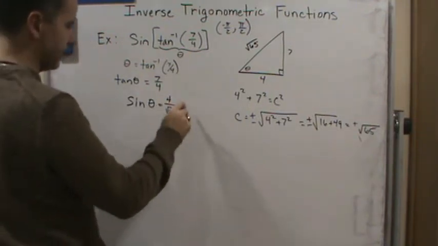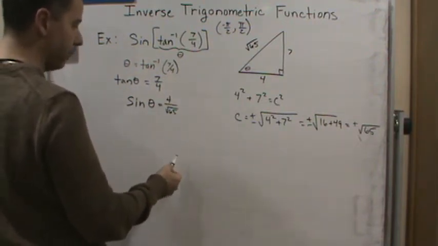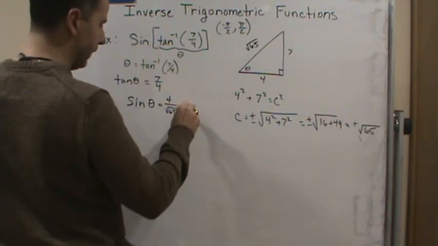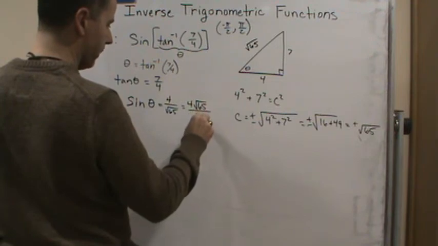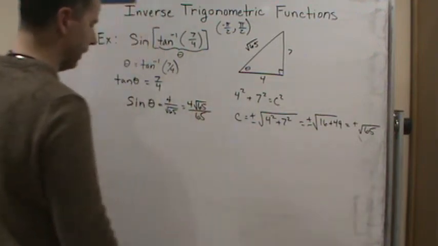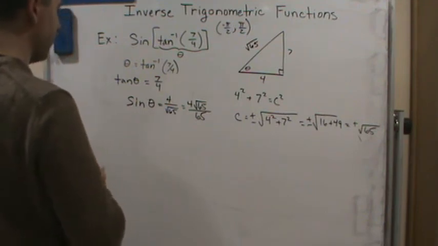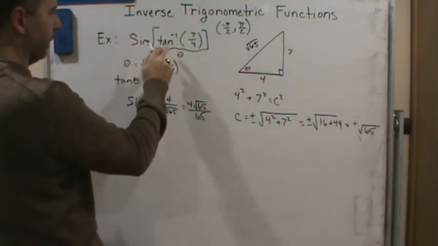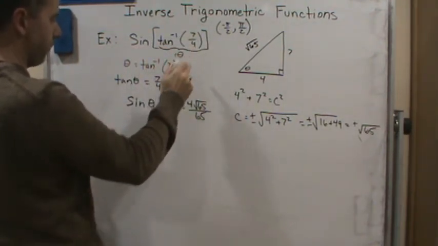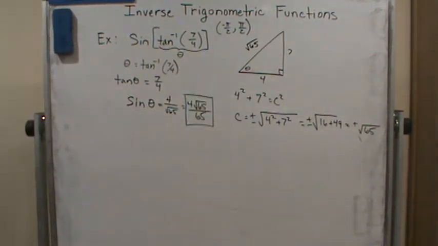Well, I don't want to leave it like this. I'm going to multiply the top and the bottom by square root of 65. So what does that tell me? It's going to be 4 times the square root of 65 over 65, okay? And so this here, this sine of the inverse tangent of 7/4 is equal to that. And so let me check the answer, see what we got.